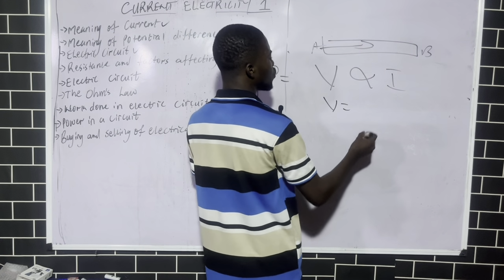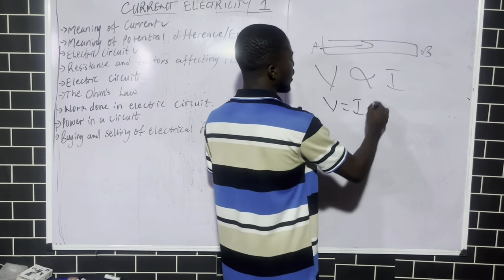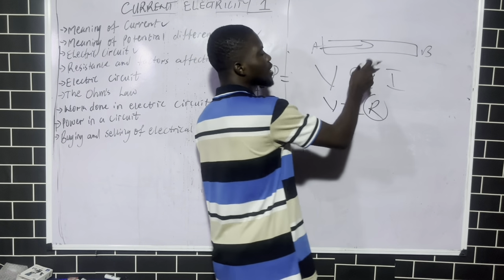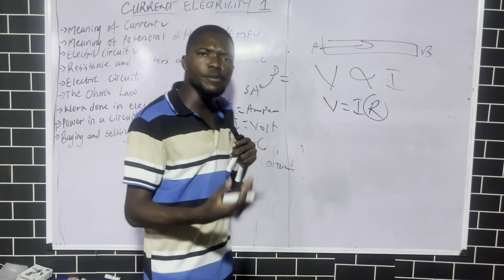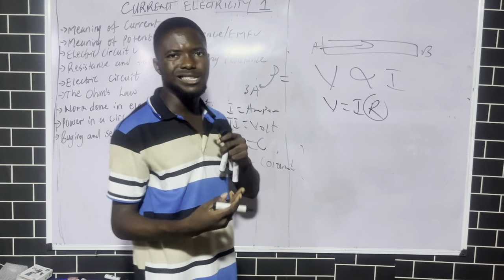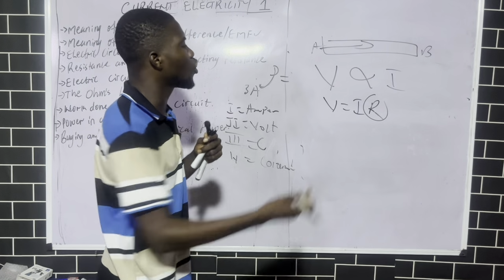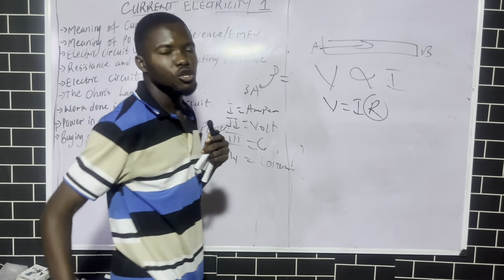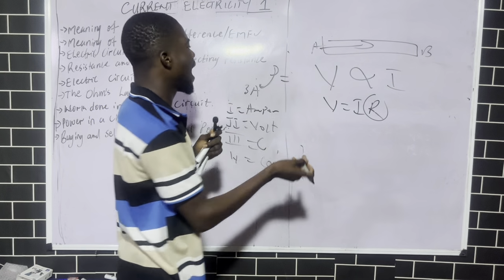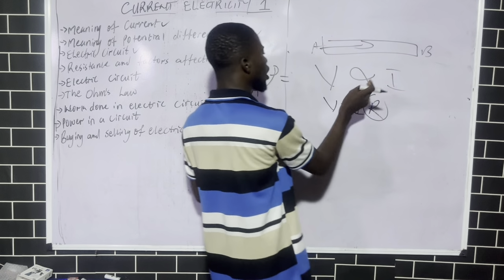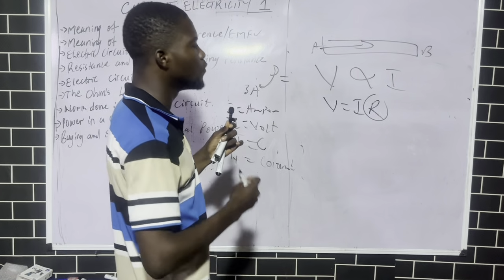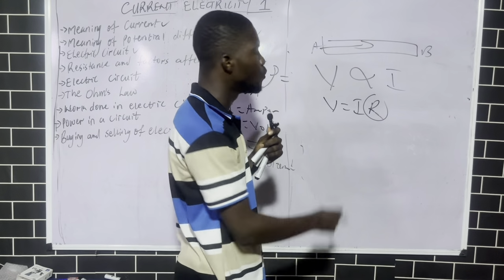V is equal to I times R. This R is the constant of proportionality that came. Remember in mathematics, if we have a proportionality sign, then a constant K will always come out. So this R is the proportionality constant that came from this whole process. That's how we get Ohm's law. So if I have my resistance and my current, I can get my potential difference, the voltage. That's simply what Ohm's law is.